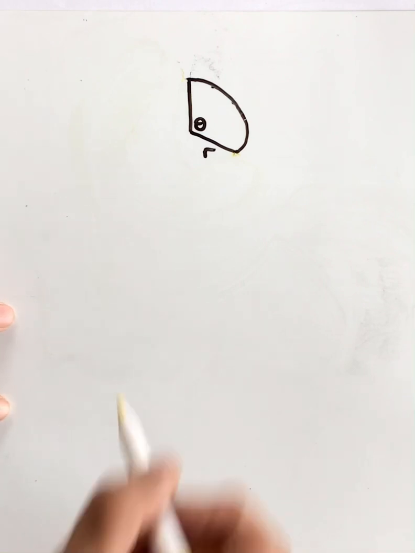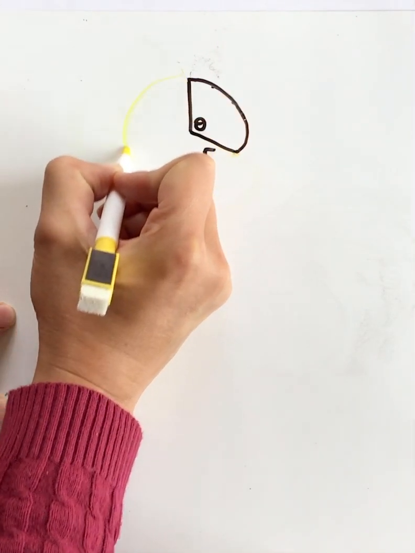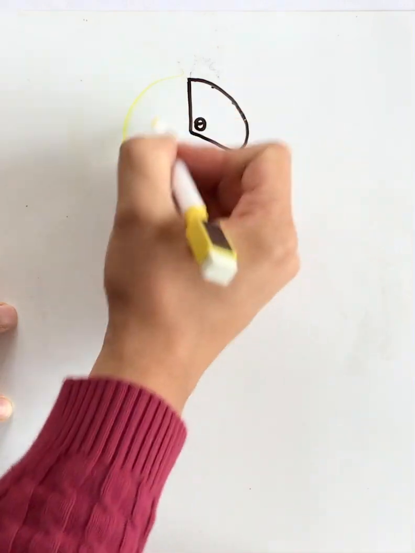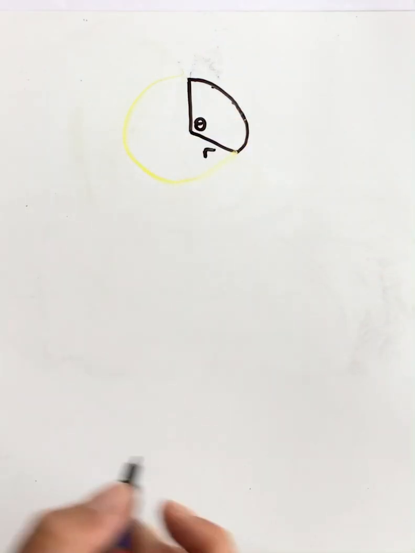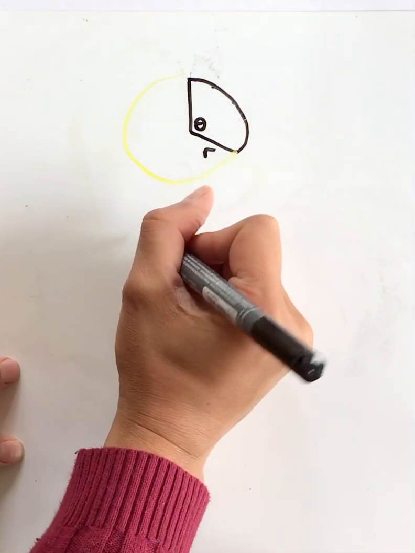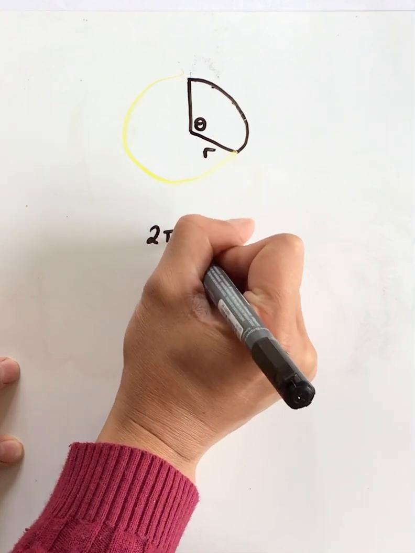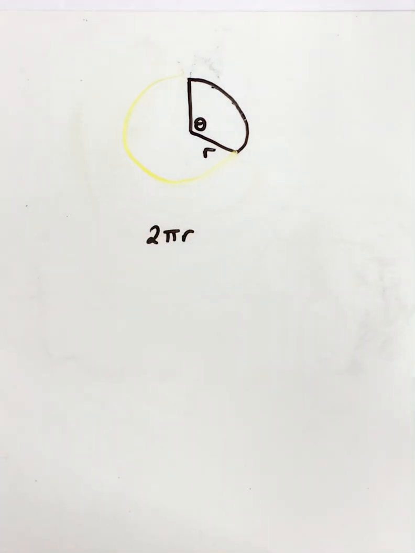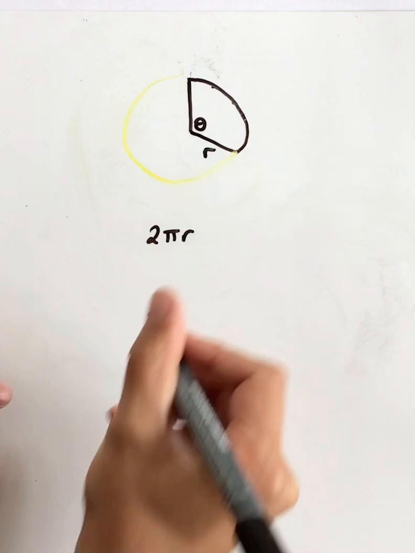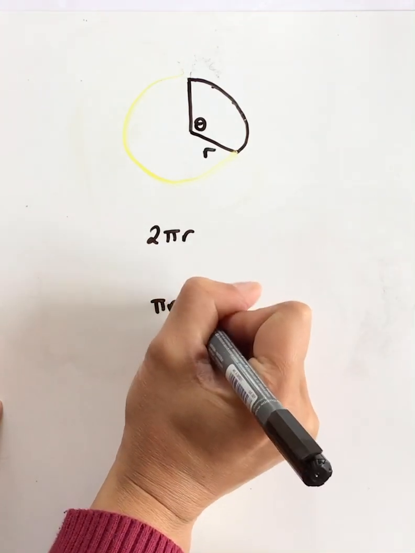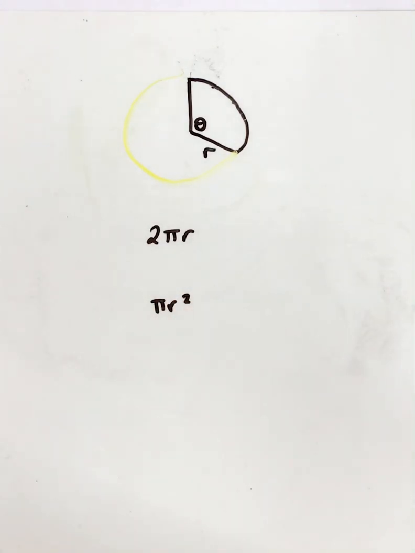We know if we've got a full circle, then the length of the arc is the circumference, so that's pi times the diameter, or 2 pi times the radius. And if we want the area of the full circle, we can use pi times the radius squared.